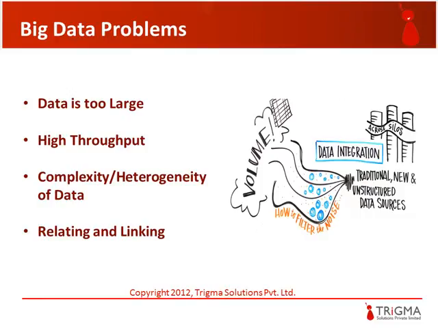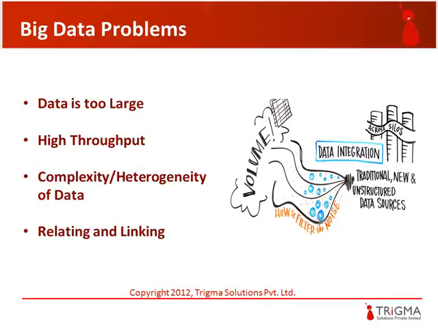First of all, data is too large. As we have seen in the earlier slide, the amount of data generated per day is too large. Therefore, processing of the data is difficult. Secondly, high throughput. A large amount of data is generated in every microsecond and millisecond. Thirdly, complexity and heterogeneity of data.